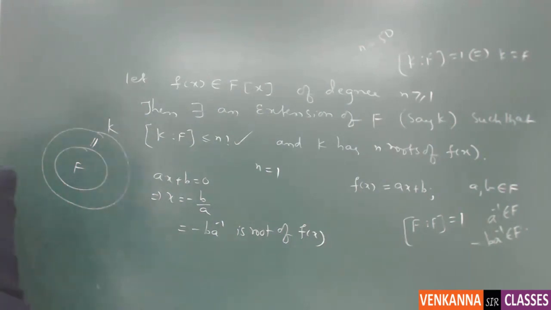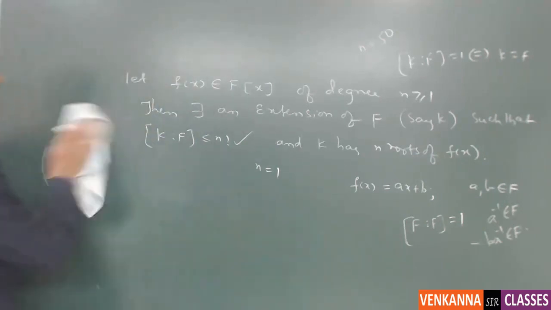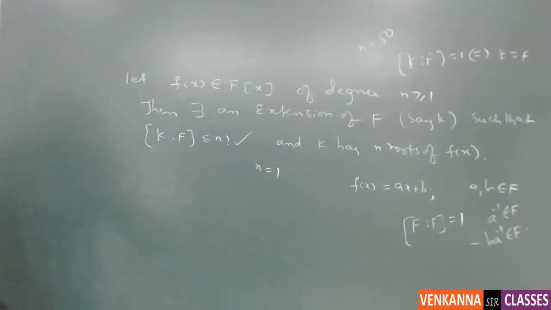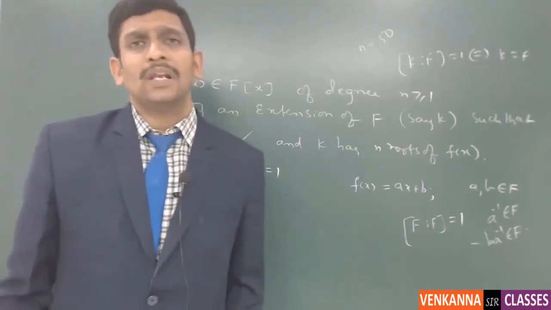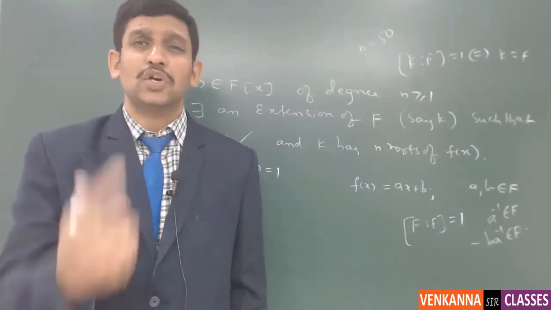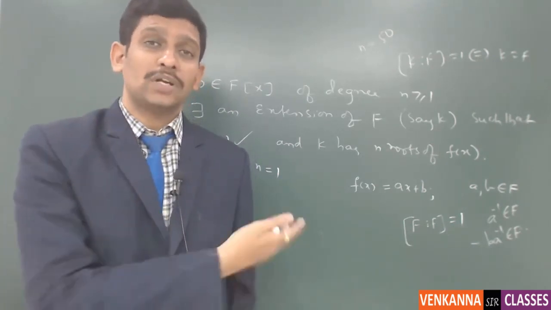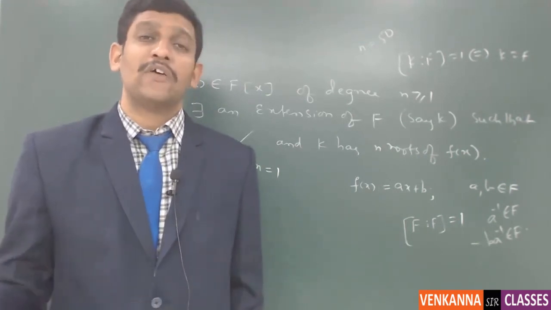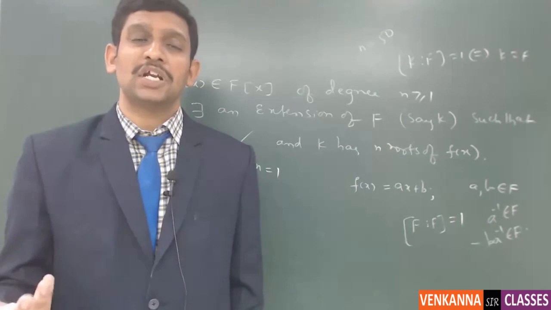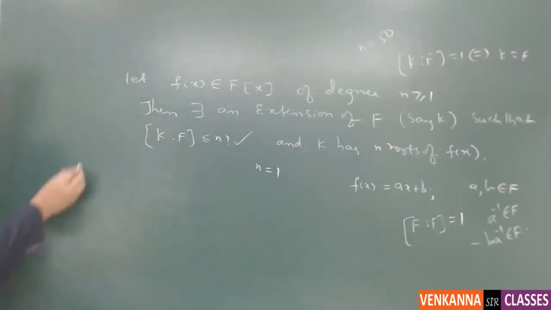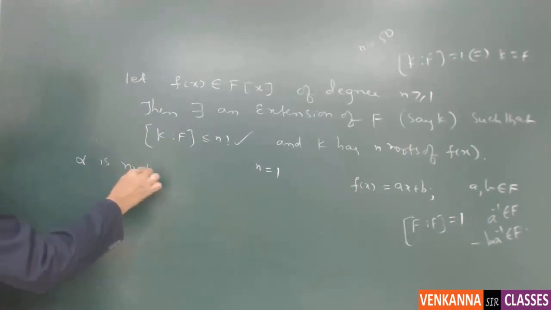Now we have to prove for n. Let us take that f of x is a polynomial of degree n. There is a known result that whenever you take a polynomial, you will get an extension in which at least one root will come. I have mentioned this before: whenever you take a polynomial, you will always get an extension in which the root comes. So let us say alpha is a root of f of x.